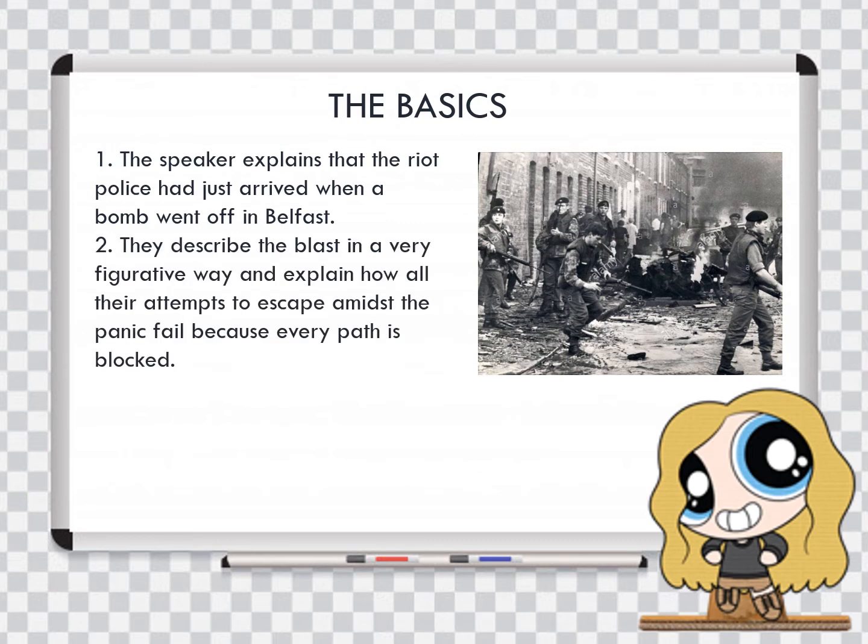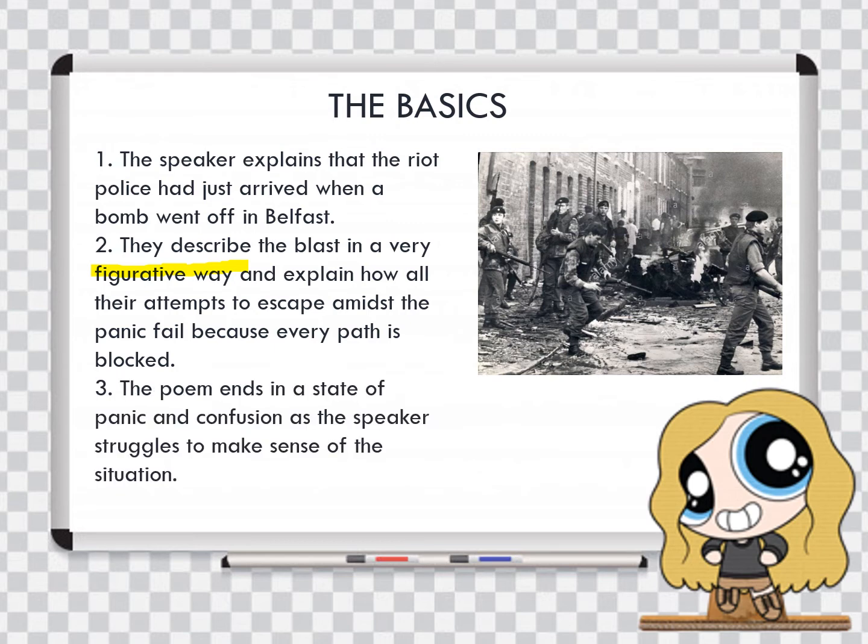This blast from the bomb is then described in a very figurative way. Figurative is just a word that we use when we're speaking about similes, metaphors, personification. So it's the word that groups all of those technical words together. And this figurative description explains how all the attempts to escape this conflict fail because every path is blocked.